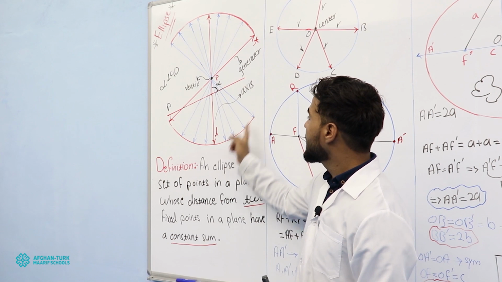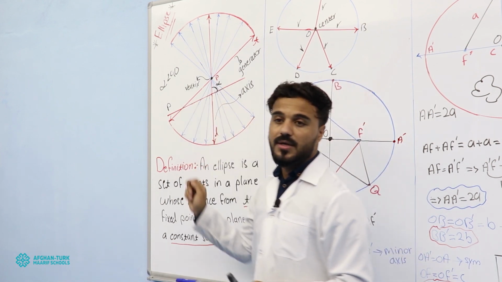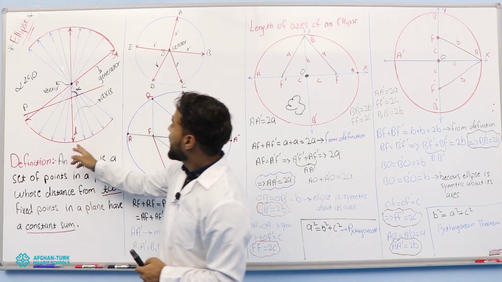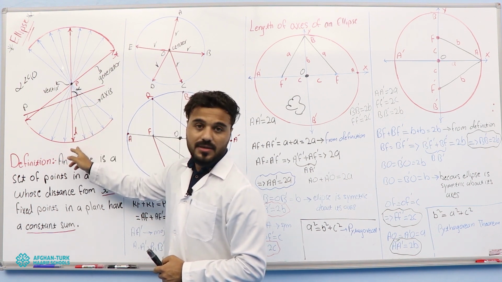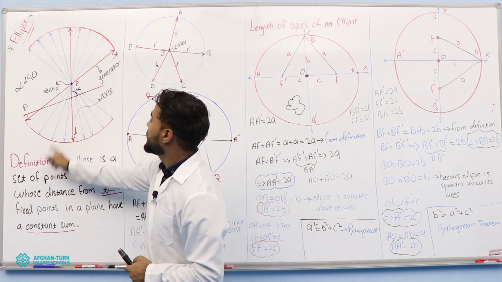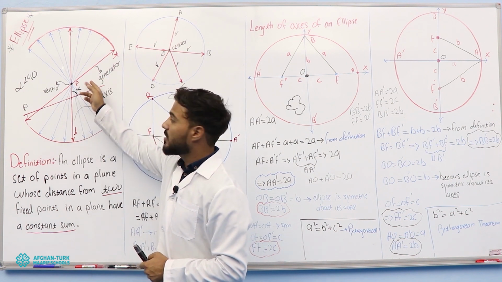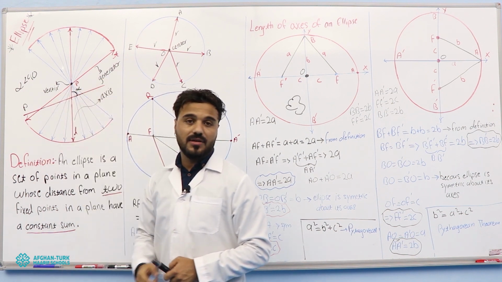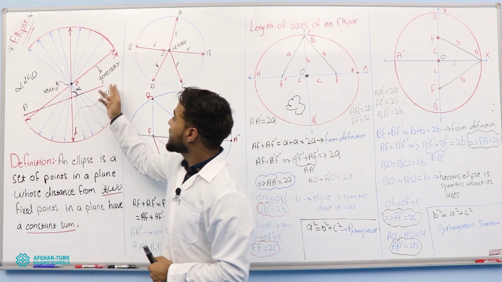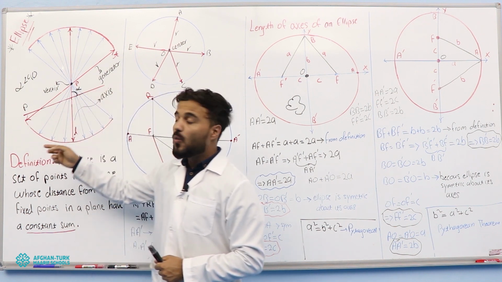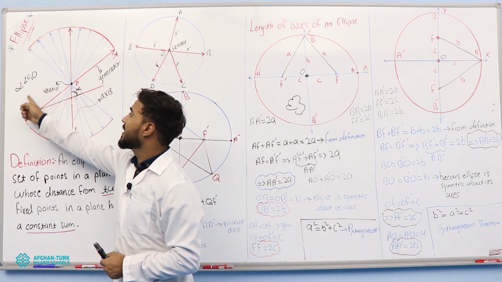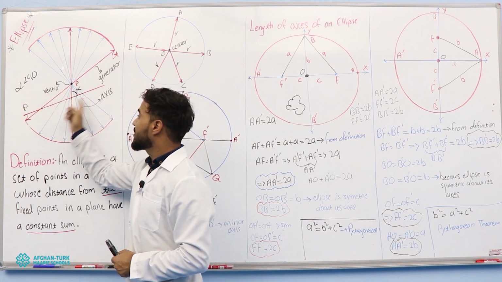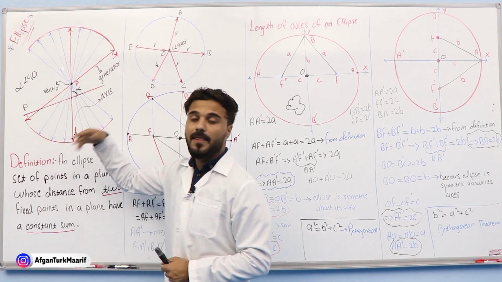Here you can see this is a shape of cone. Here line L is called axis of this shape and line T is called generator of this cone and point P is vertex of this cone. Here we have plane P. When this plane P intersects this cone at an angle, here you can see alpha is less than 90 degree. The shape which is formed here is called ellipse.